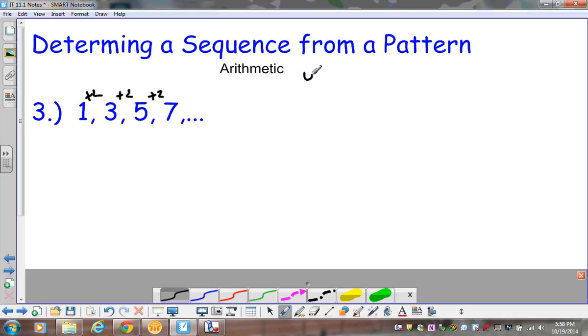The equation of a line is y equals mx plus b. Remember, your m is your slope. In this case, my m is whatever value I'm using to add or subtract each time. I'm adding a 2 each time, so that's what I'm going to call my slope or my common difference. So my m value here is 2, because I'm adding 2 each time.